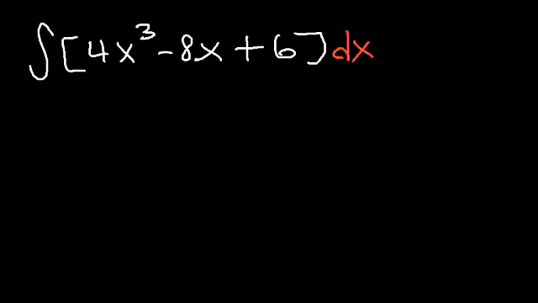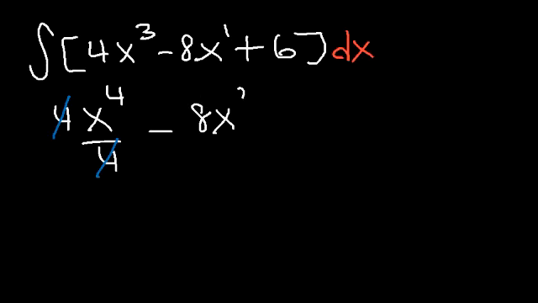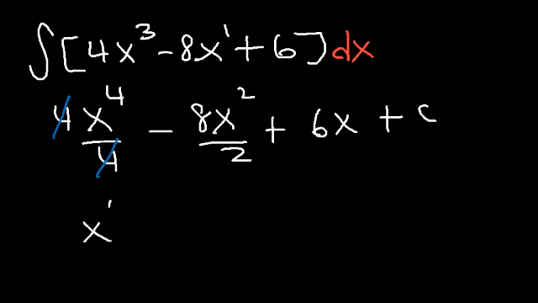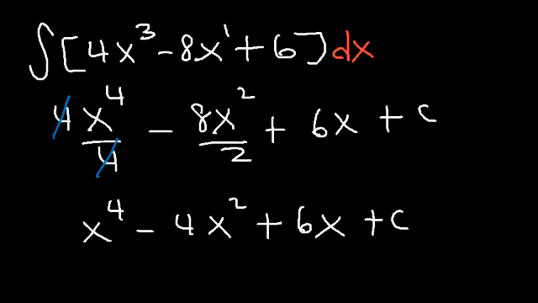So if you have a polynomial, simply integrate each part of the polynomial one step at a time. The antiderivative of x cubed is x to the 4th divided by 4 times the 4 in front. So 4 divided by 4 is 1. The antiderivative of 8x is 8x squared divided by 2, and whenever you have a constant, simply add an x to it. So this is going to be x to the 4th power, 8 divided by 2 is 4, so minus 4x squared plus 6x plus c.